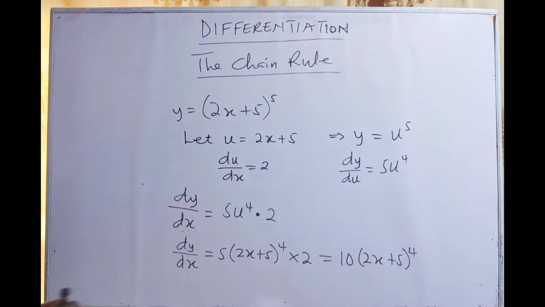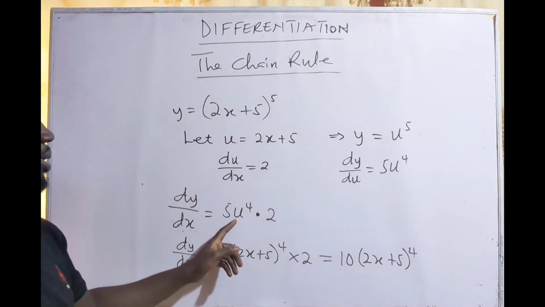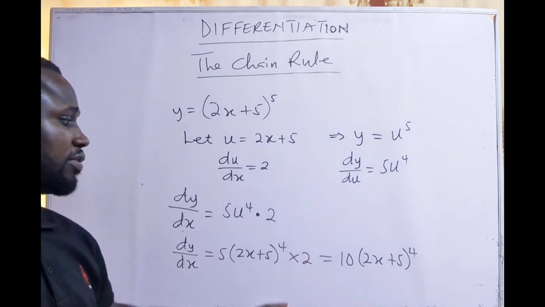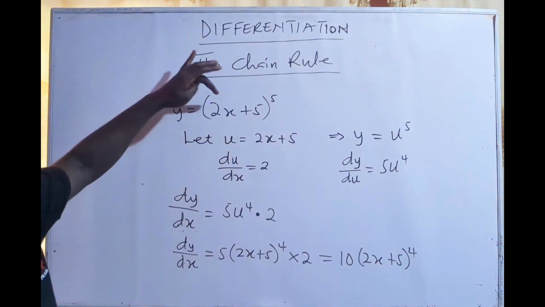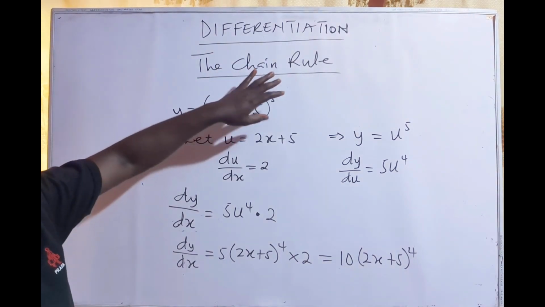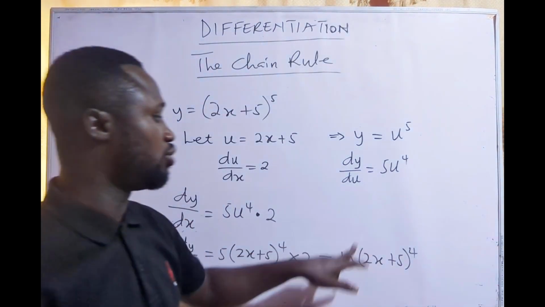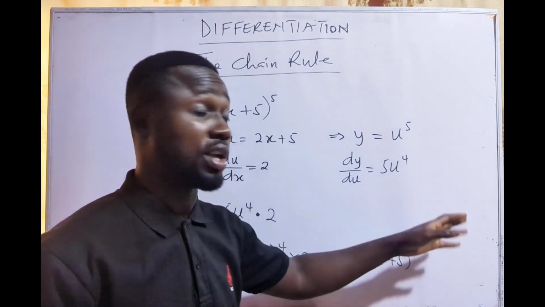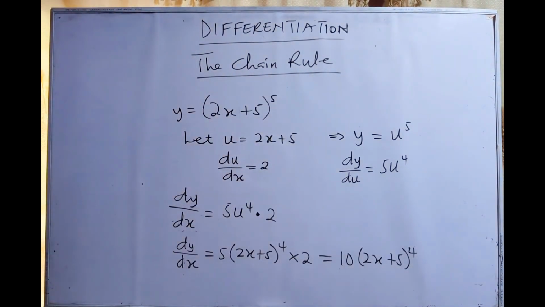All to the exponent of what? All to the exponent of 4. Okay, so I will now substitute the value of u there, which is 2x plus 5. Then my answer becomes, so the differentiation of (2x plus 5) exponent 5 becomes what? 10 into bracket 2x plus 5 exponent what? 4. And this is so simple, alright?